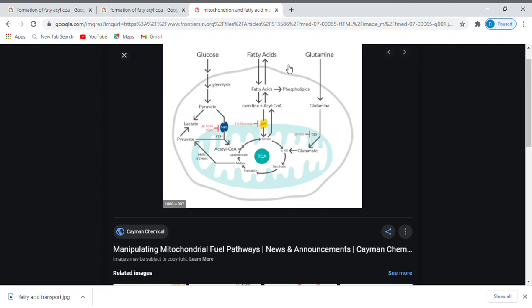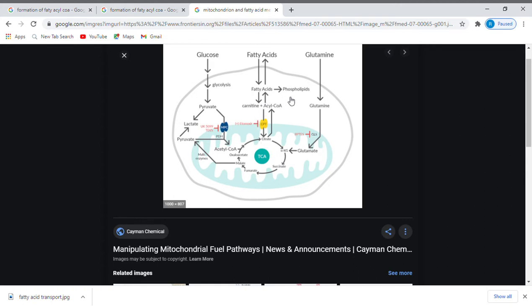Now we are going to see how we derive energy from lipids. Fatty acids are transported from the cytoplasm to the mitochondrion where they are oxidized to release acetyl coenzyme A molecules. So, where is the energy being released in the form of ATP? Within the mitochondrion.